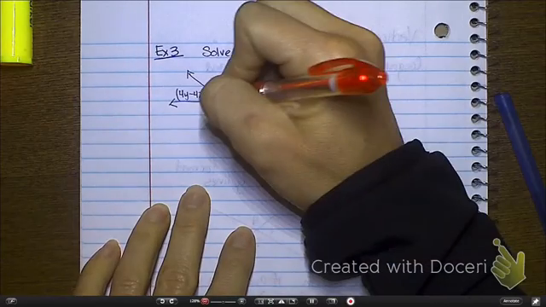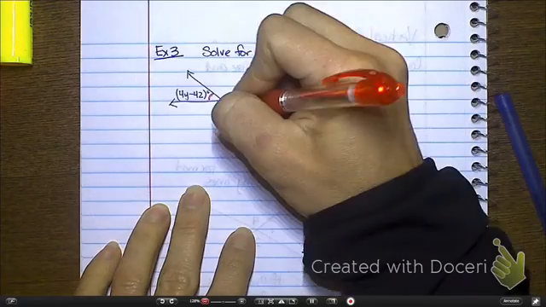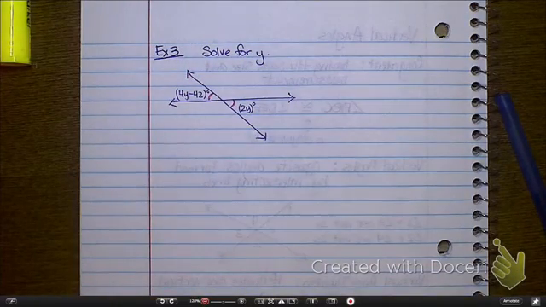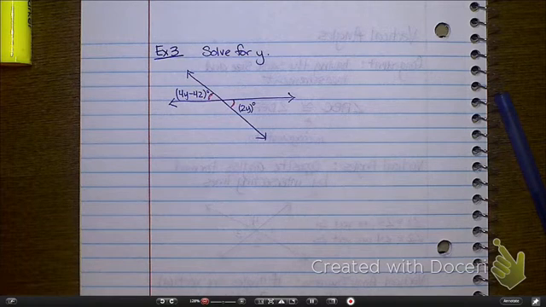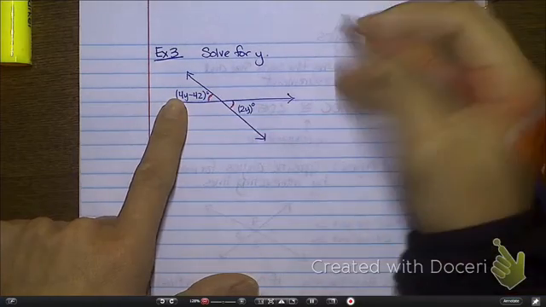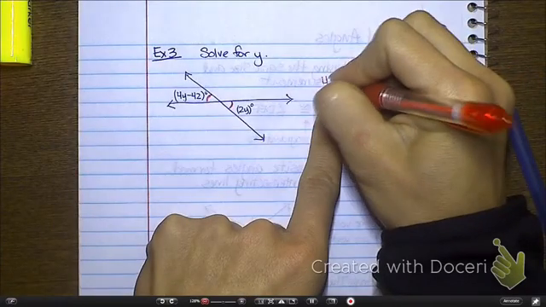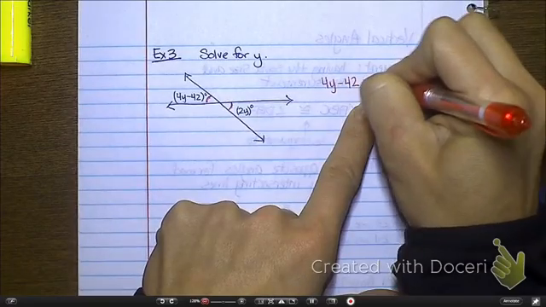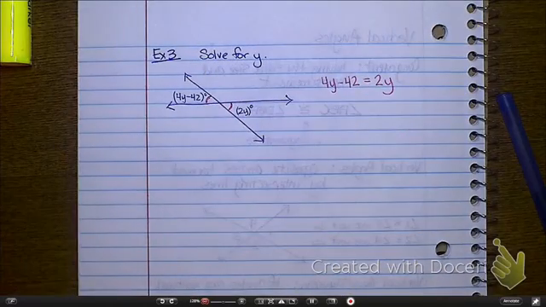So let's mark them congruent. This one, same size as this one, okay? Now, what can we do with measurements if we know they are congruent? Congruent means that their measures are the same, right? So with things that are the same, we can set those equal, right? So let's go ahead and set this one equal to this one, okay? So I'm going to set up 4y minus 42 is equal to 2y. And then I'm going to go ahead and solve this.